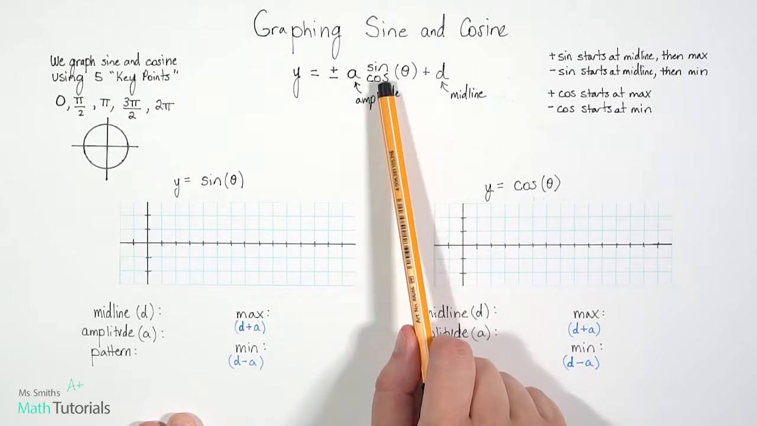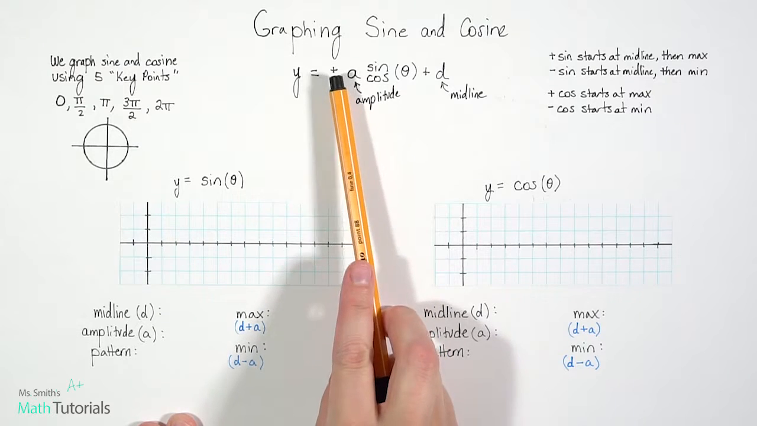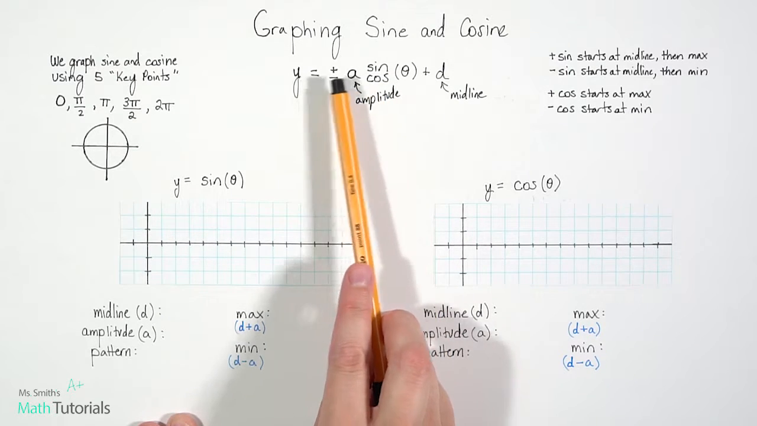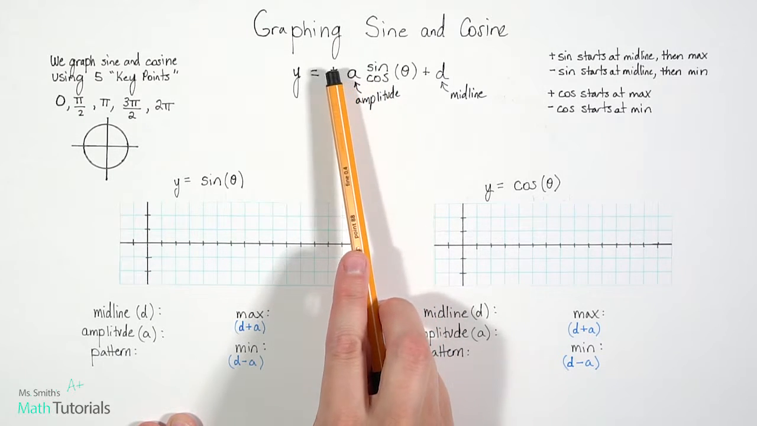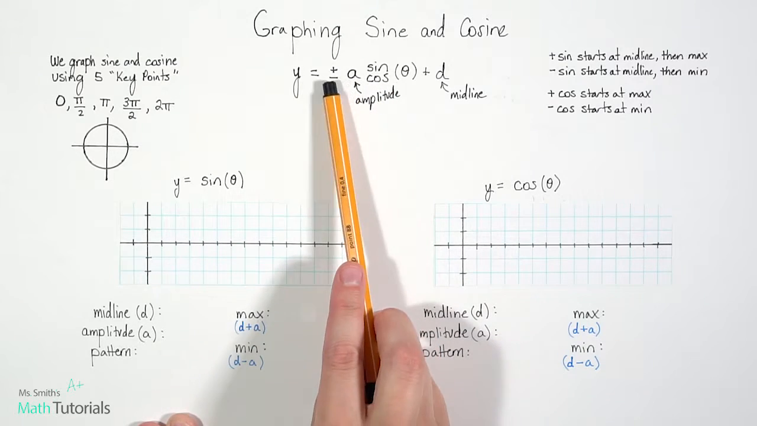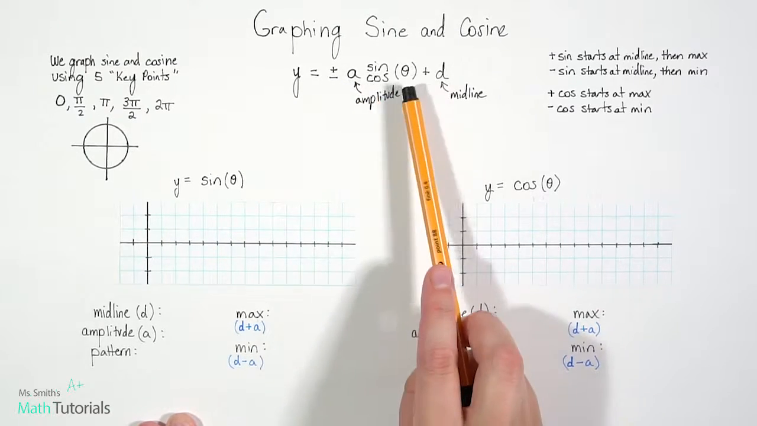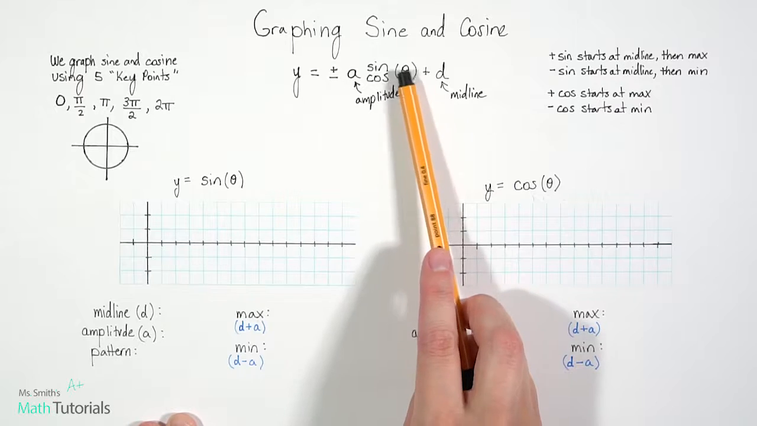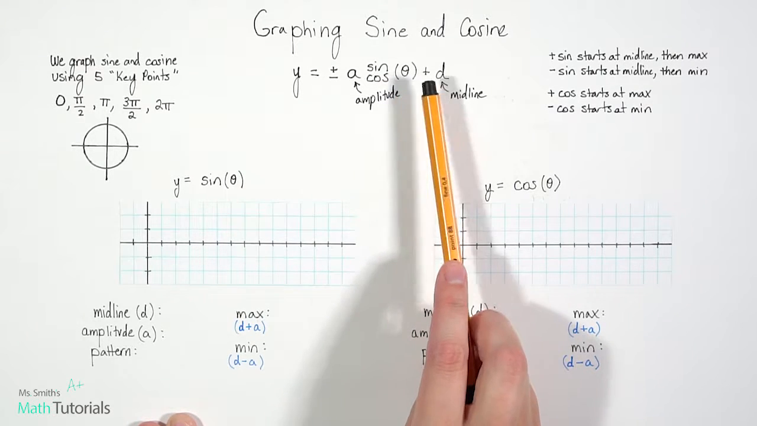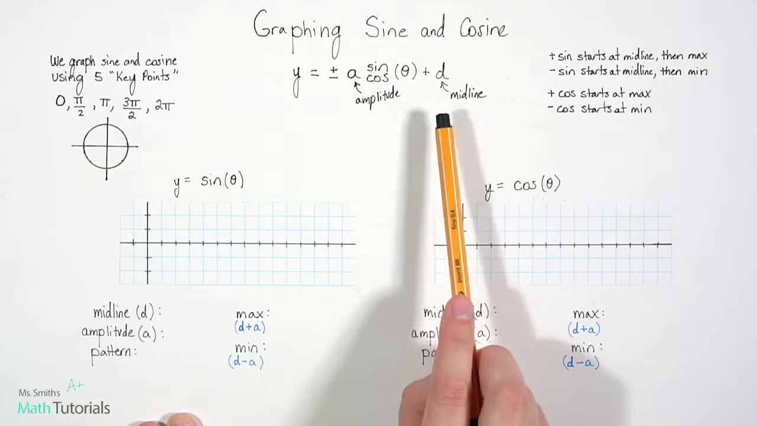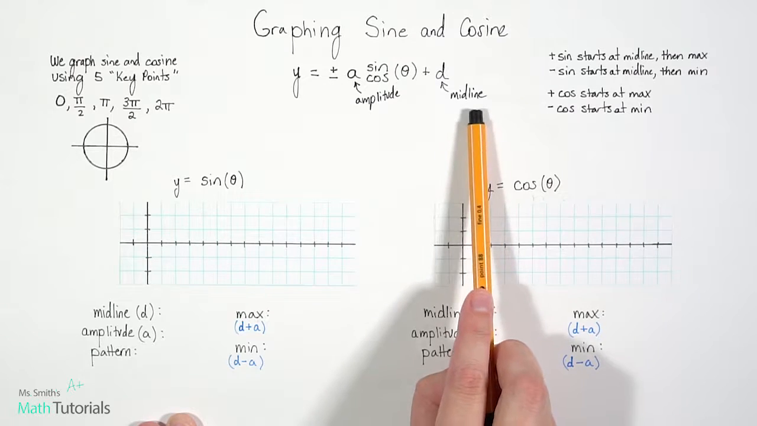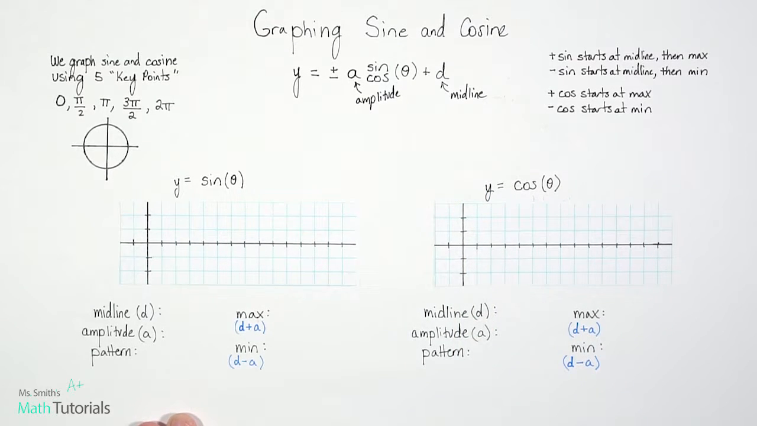It's not both. I know it's written kind of weird here, but it just means it could be a positive sine or a negative sine, or it could be a positive cosine or a negative cosine. This symbol means theta, and in our examples it's just going to stay theta. And then plus d, and d stands for the midline. So it's just where is the middle of the picture that we're creating.